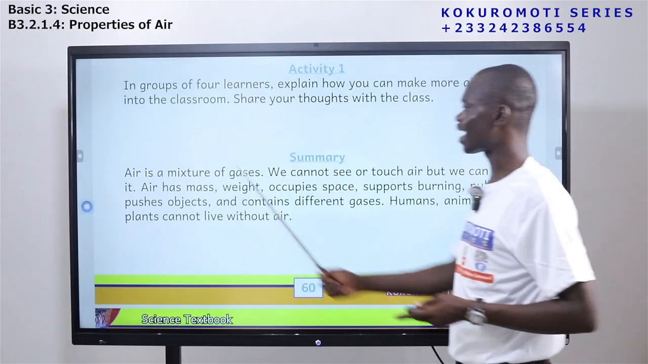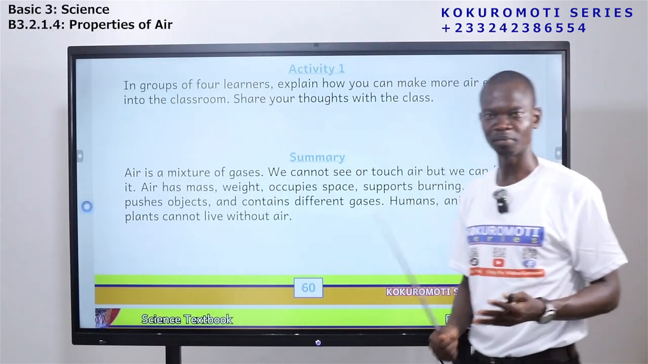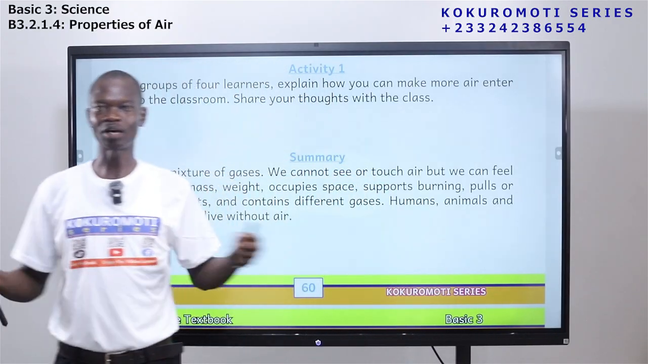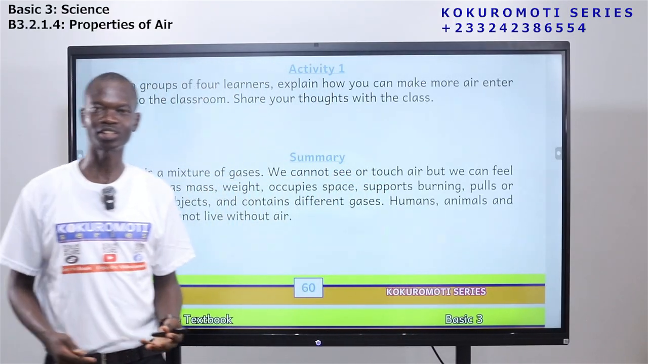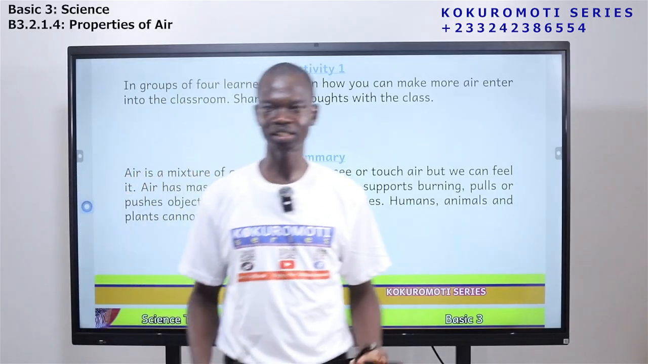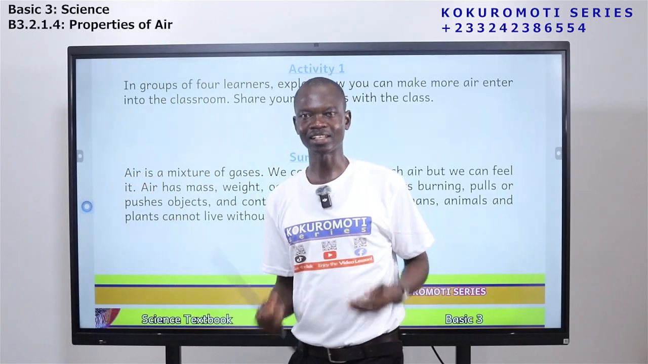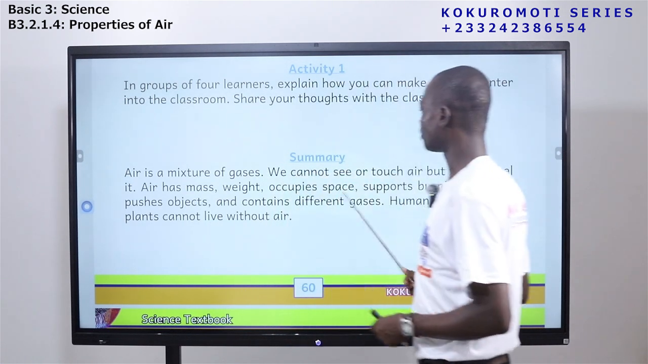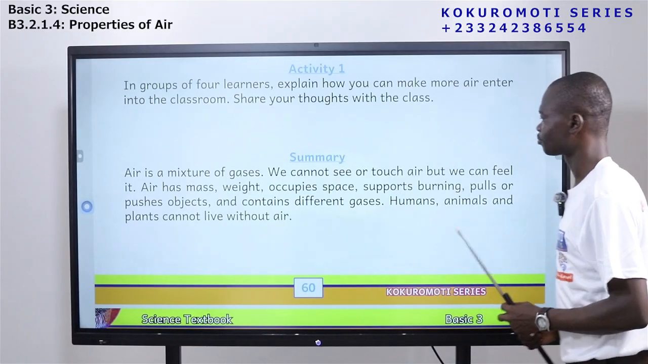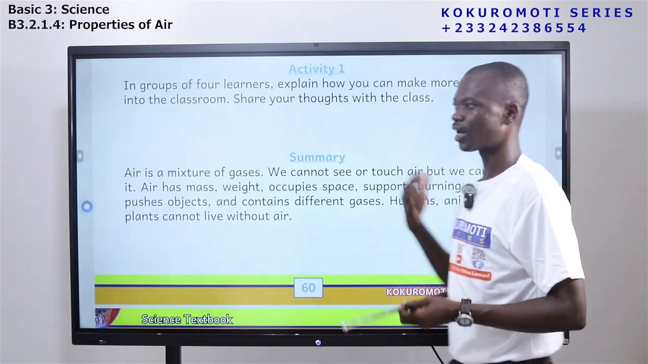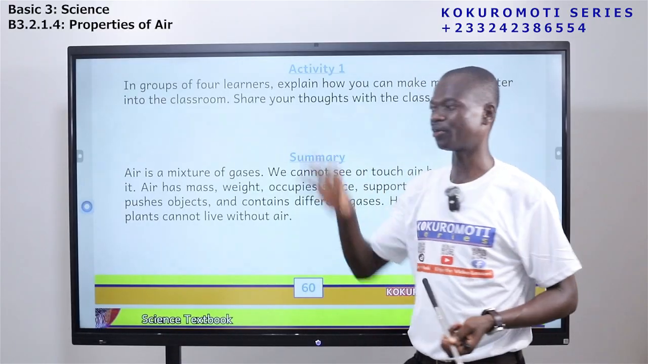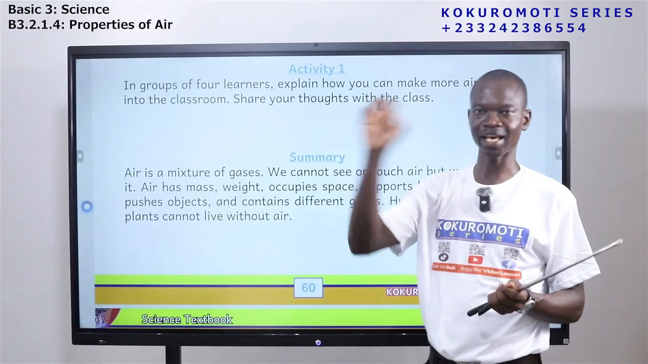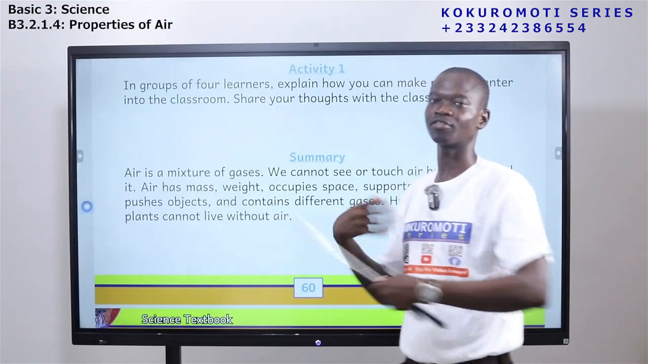Now in summary, we are saying that air is a mixture of gases. Do you remember that I said air is a mixture of gases? And do you know the type of gases that come together to form air? We talk of oxygen, carbon dioxide, nitrogen, and then water vapor. These are some of the gases that come together to form air. And then we said that we cannot see or touch air, but we can feel it. Air cannot be seen with our eyes, and no one can hold air or touch it, but we can feel it.